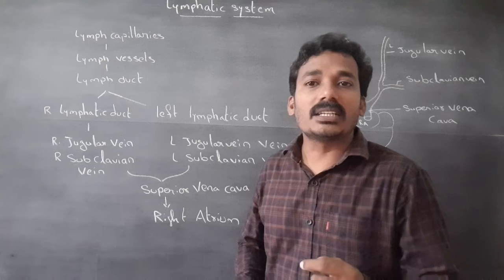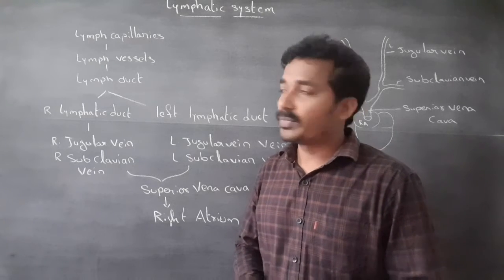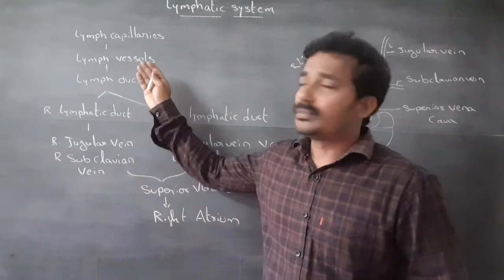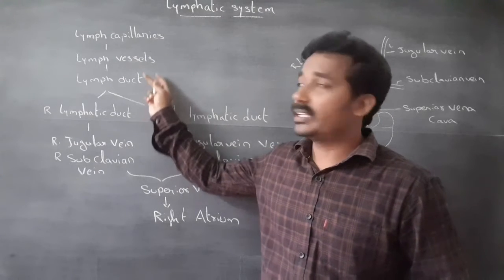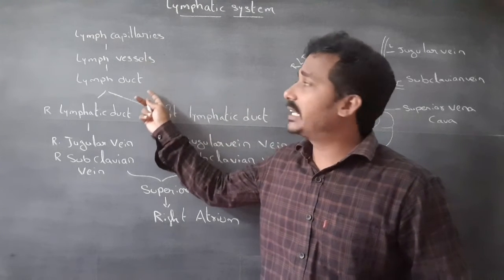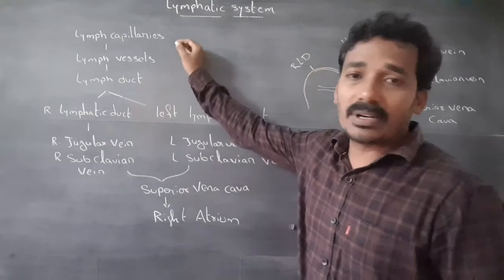Lymphatic system is the accessory route of the circulatory system. It consists of lymph capillaries, lymph vessels, and lymph ducts.